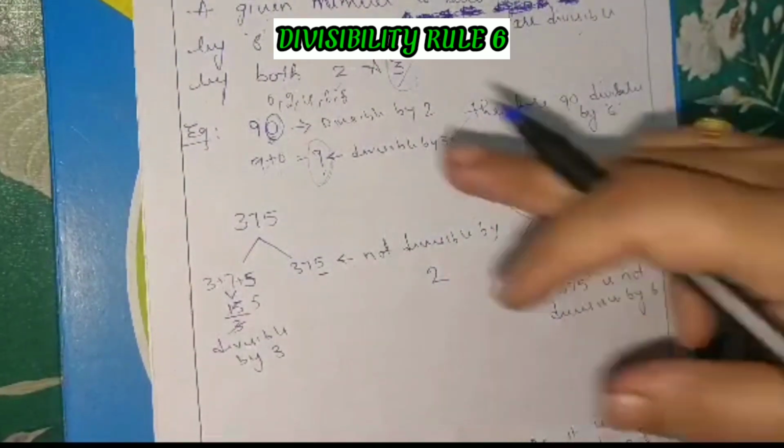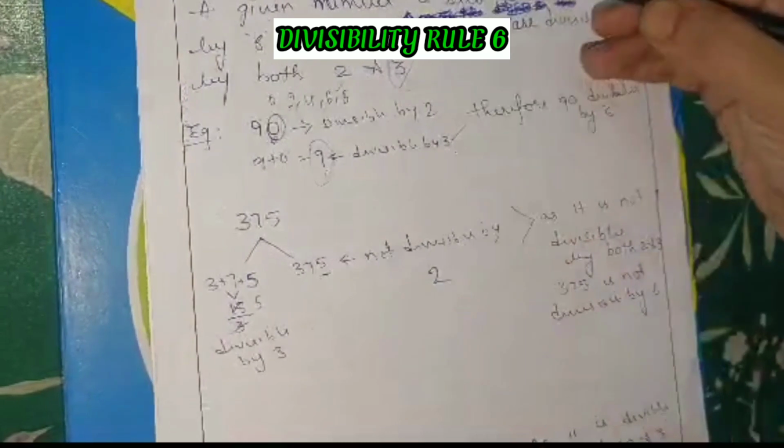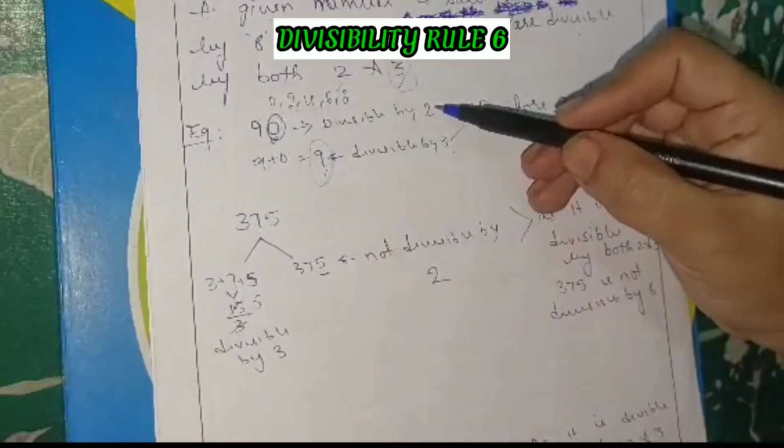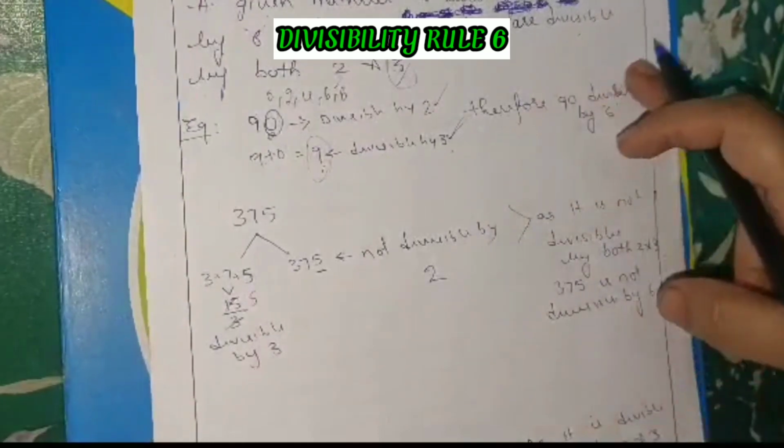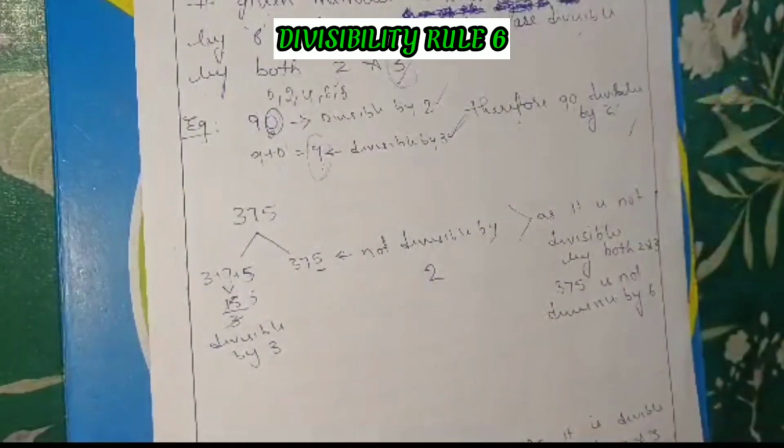So now I can say number 90 is divisible by 6, as it is obeying the divisibility rule of 2 and the divisibility rule of 3. We can say 90 is divisible by 6. I hope you understood.